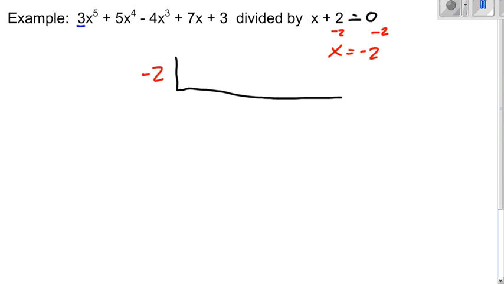Then on the inside, we just write the coefficients. So 3x to the 5th, so that goes first. 5x to the 4th, so we can put 5. Negative 4x to the 3rd, so negative 4. Now notice there's no x squared, so we need to include a 0 x squared. Then we can go to the 7 for 7x, and 3 as our constant.